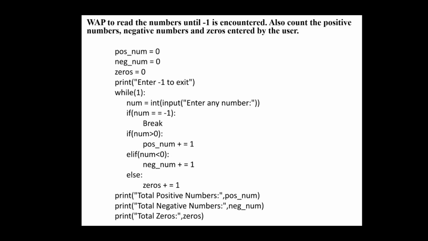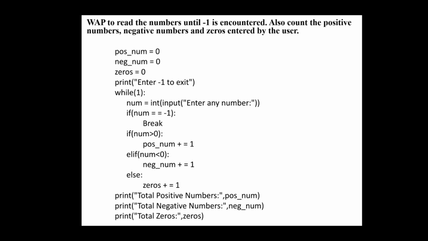We put 0. So num == -1, false. num > 0, that is 0 > 0, false. num < 0, that is 0 < 0, false. So zeros should be incremented to 1. Then ask the user to enter another number. This time we put 8.